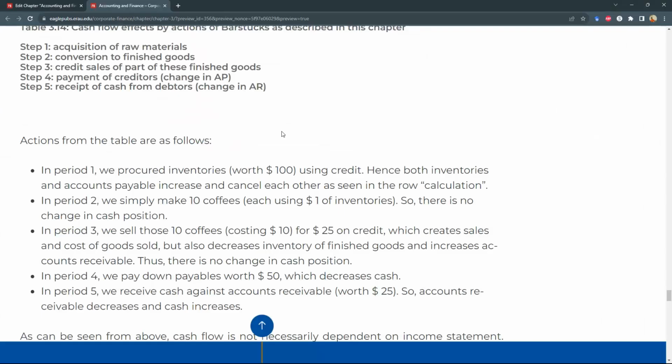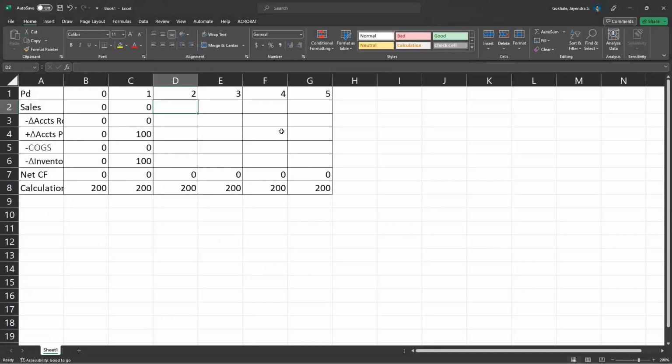Okay, let's go to period 2. We simply make 10 coffees. So there's just a reshuffling going on between raw material and finished goods. No sales yet, no change in accounts receivable, no change in accounts payable. Since there is no sales, we don't have any cost of goods sold, and no change in inventories on a whole. However, we have manufactured finished goods from raw materials. So that's how we get the 200.